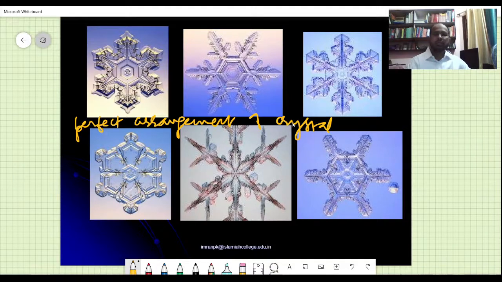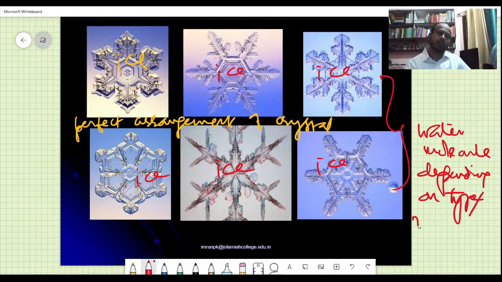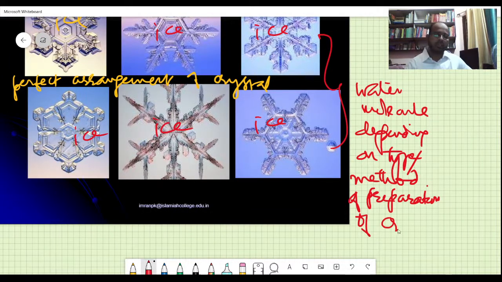The random molecules that you saw in the previous slide are now becoming ice. This one is ice, this one is also ice, and so on. They are all water molecules, depending on the type or method of preparation of crystals.